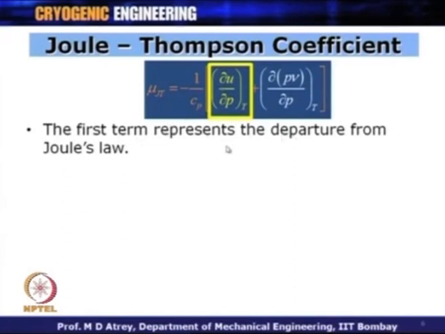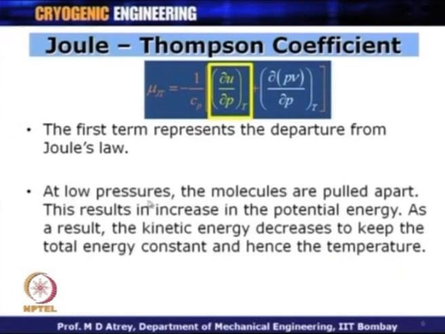So, this basically talks about how you are going away from the ideal gas, right? The ideal gas will not accept this. That means we are going away from ideality, which means we are taking into consideration the real effects of the gas, and we are talking about a real gas now. When you expand the gas from high pressure to low pressure, the molecules are pulled apart. This is what happens in the expansion process. This results in an increase in the potential energy of the gas. So, whenever the molecules go apart, the potential energy increases.